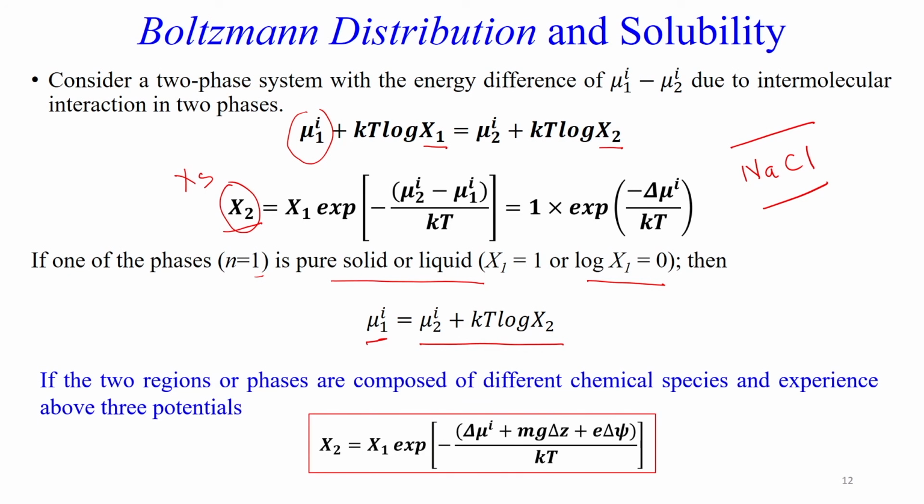Now, if all three potentials are working together, we can simply sum them. So, the total self energy will come from the interaction potential or intermolecular interactions, from the gravitational forces, and from the electrical or electrostatic potential, divided by kT. If all three potentials are experienced, we can simply sum them up. This is possible if the two different phases are composed of different chemical species, so they can experience all three types of chemical potential. What you have to do is simply sum them up, that is it.